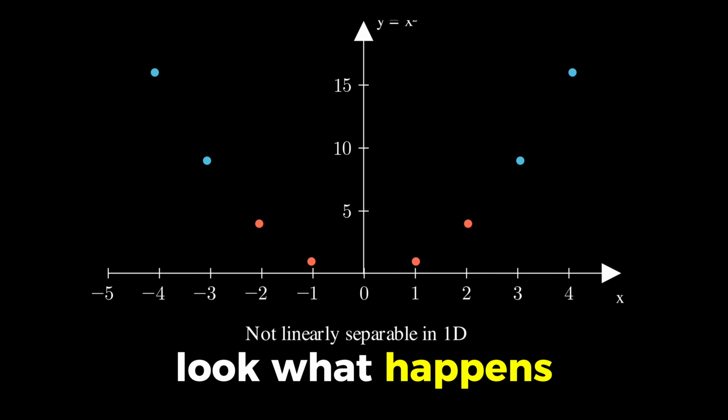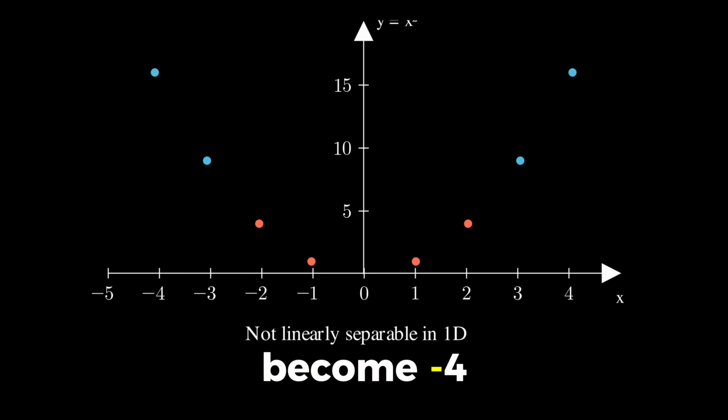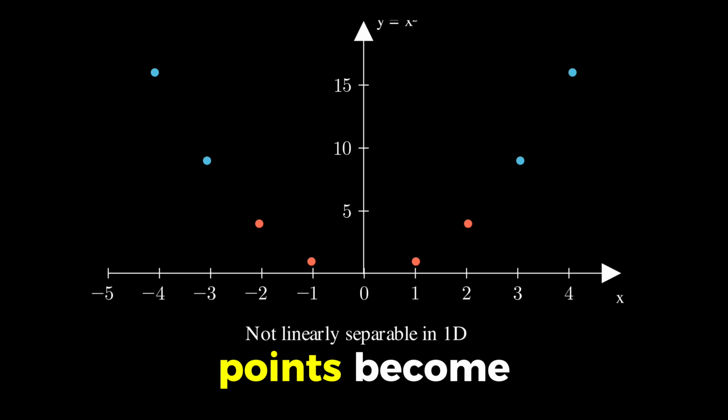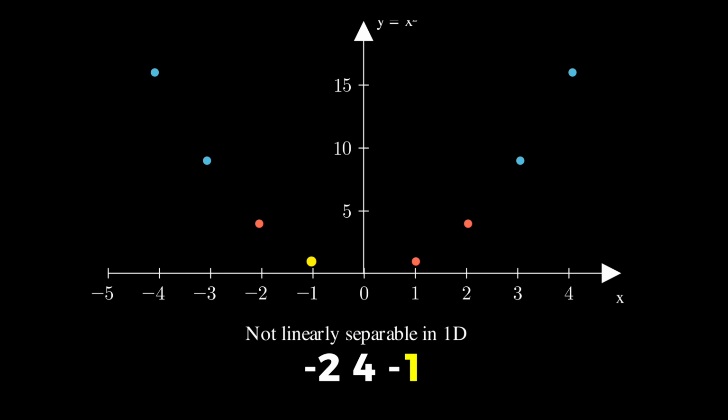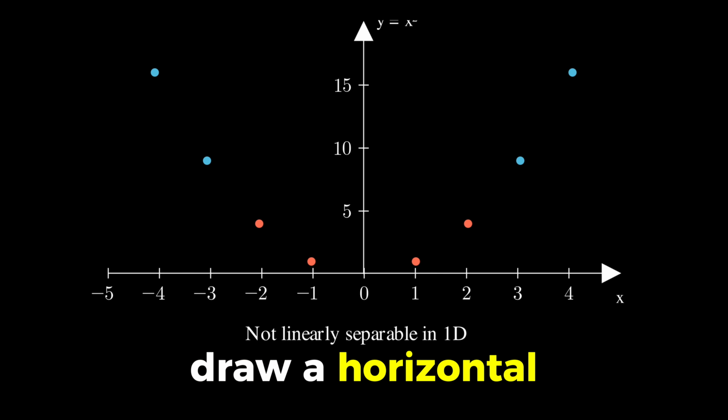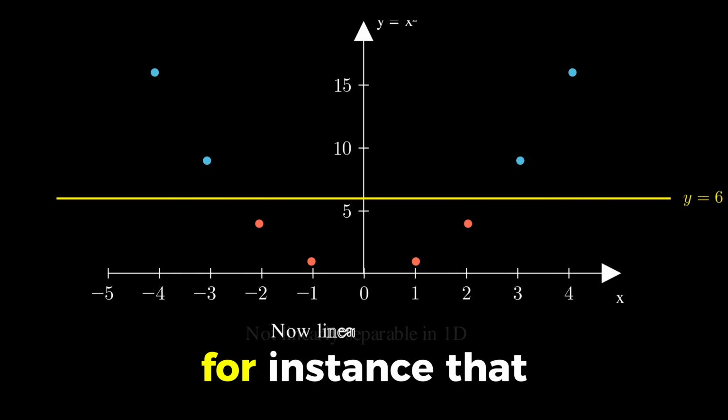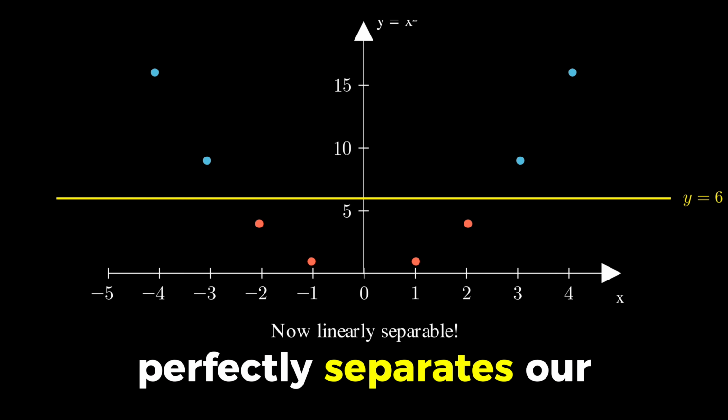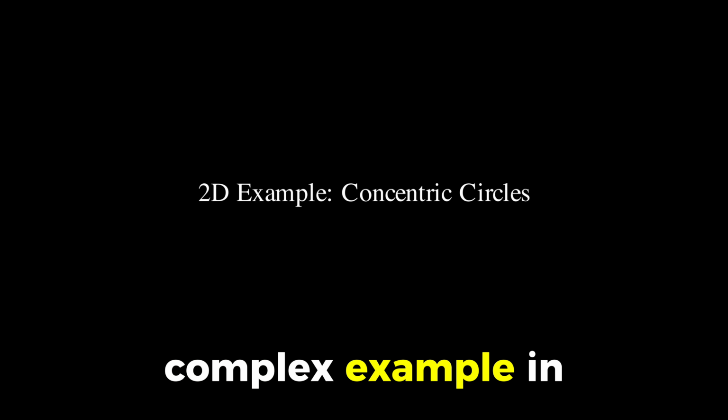And look what happens. Our blue points become (-4, 16), (-3, 9), (3, 9), and (4, 16), while our red points become (-2, 4), (-1, 1), (1, 1), and (2, 4). And as you can see, now we can draw a horizontal line at y equals 6, for instance, that perfectly separates our classes. Let's look at an even more complex example in 2D.